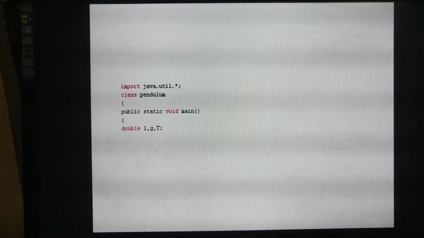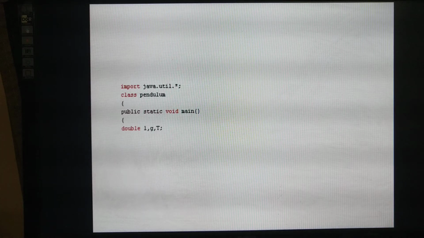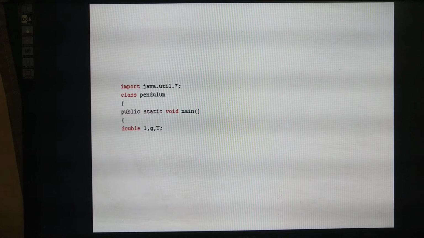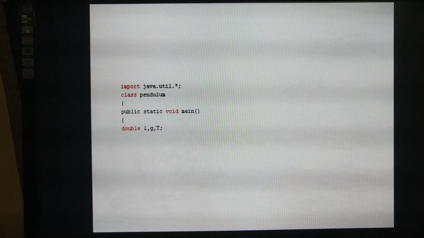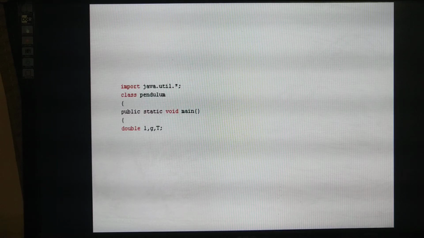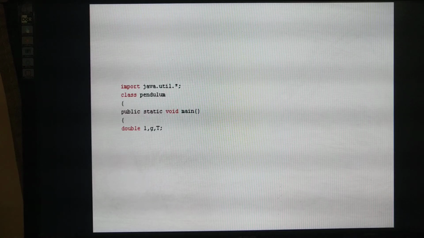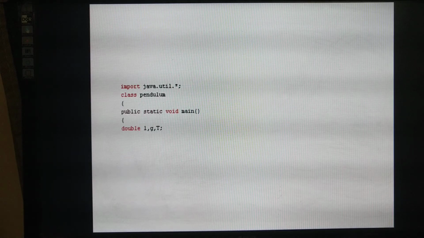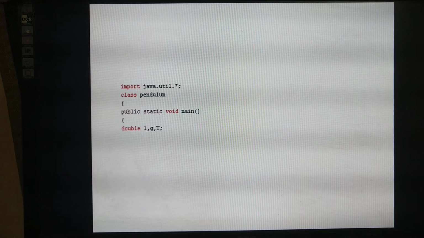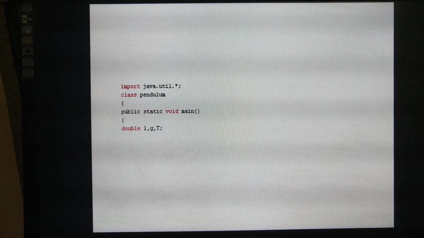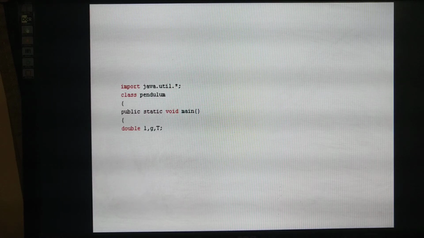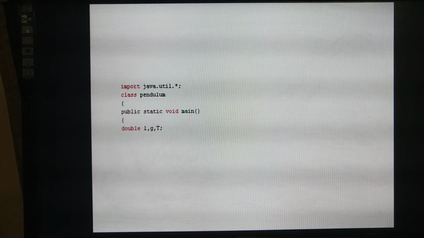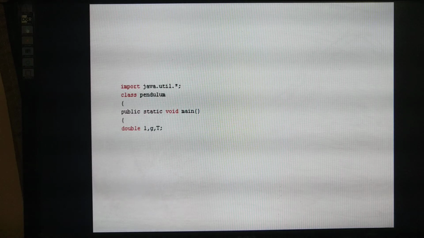We are writing the package import java.util.*, then the class name, then public static void main, and then we are initializing or declaring some variables named L, which will be the length of the pendulum, G, which will be the acceleration due to gravity, and capital T, which will be the time period.